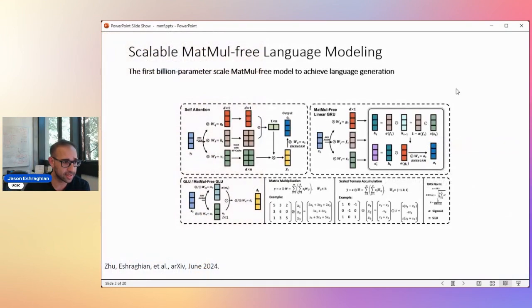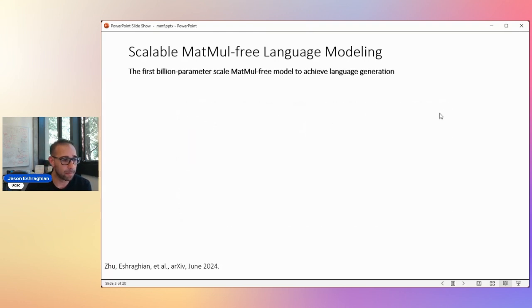So for context, it's the first billion-parameter-scale matrix multiply free model to achieve language generation. This is a very high-level overview of self-attention on the top left, and the operators required for the matrix multiply free approach on the right. We're going to break this down very briefly in order to get a sense of what's going on. At an arm's length view, the things that we did were threefold.